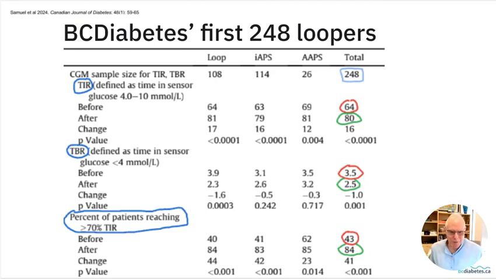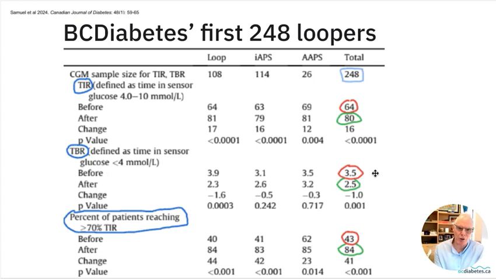So here we are 5 years later, and in January of 2024 the Canadian Journal of Diabetes published our experience with the first 248 loopers. Now you can see that there are 3 DIY apps that we use. There's one that's actually called Loop. We had 108. iAPS, which is a more advanced version running on an iPhone, 114, and then 26 people running Android APS. Overall, time in range rose from 64 to 80%.